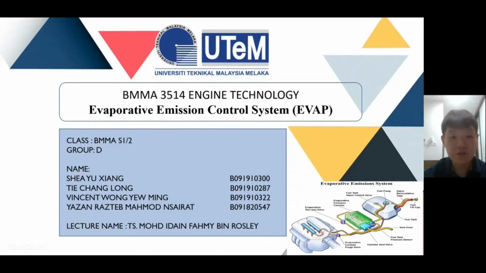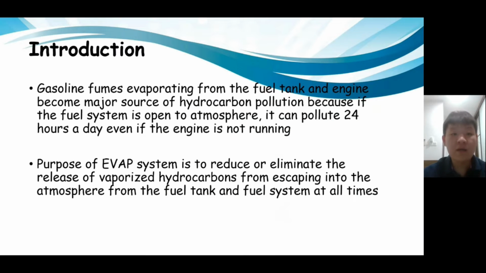We are Year 3 students from BMMA Section 1-2, and our group is Group D. Today we will discuss the Evaporative Emission Control System (EVAP), which can reduce the emissions available in the market. My name is Tia Changlong. I will discuss the introduction and history.